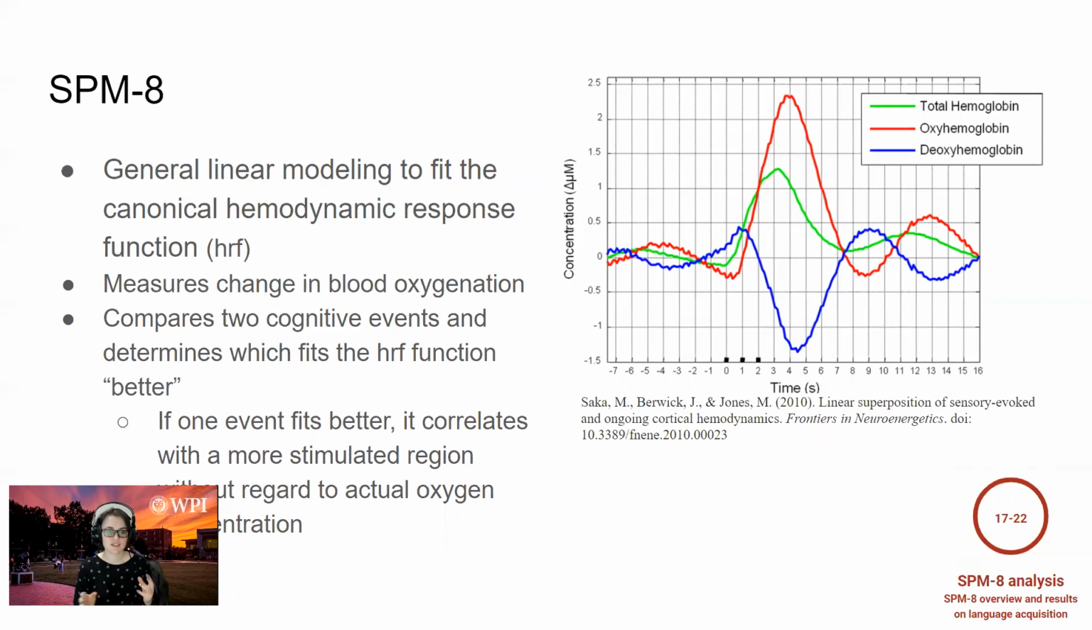So how this works is that you compare two cognitive events and determine which one fits the HRF function better. And why we really want to know between two which fits it better is because if one fits it better, it correlates with more stimulation in that region, regardless of how much actual oxygen concentration there is there. So it's not really dependent on, oh, we have a molar hemoglobin ratio of 4:1. It's more so looking at, did we see an increase at all? Like, does it follow the expected pattern that we're seeing versus how much is actually there?